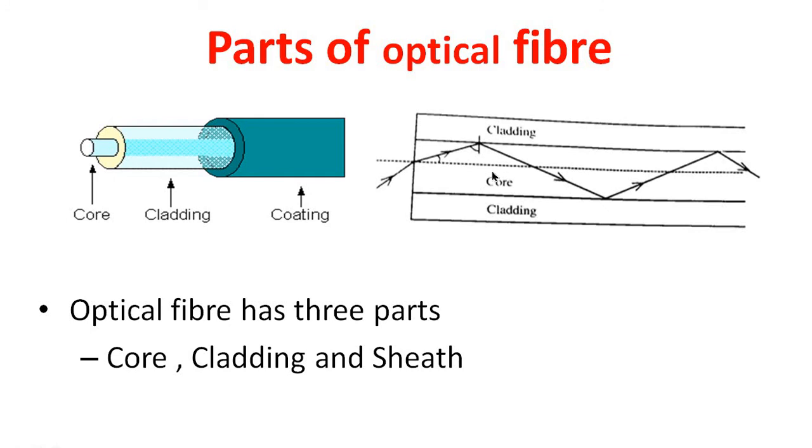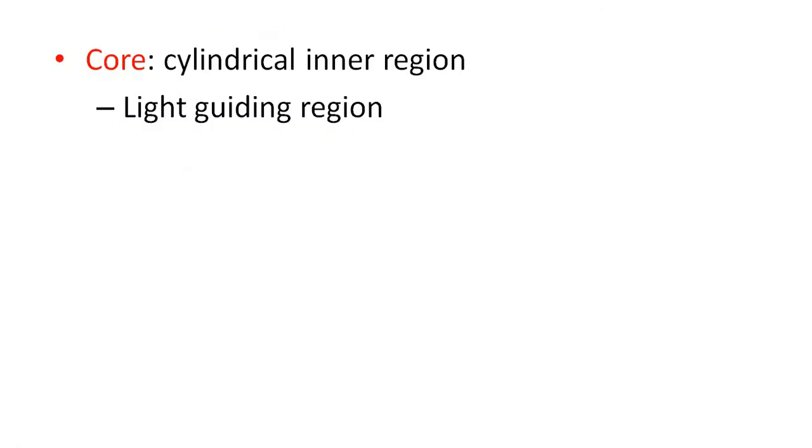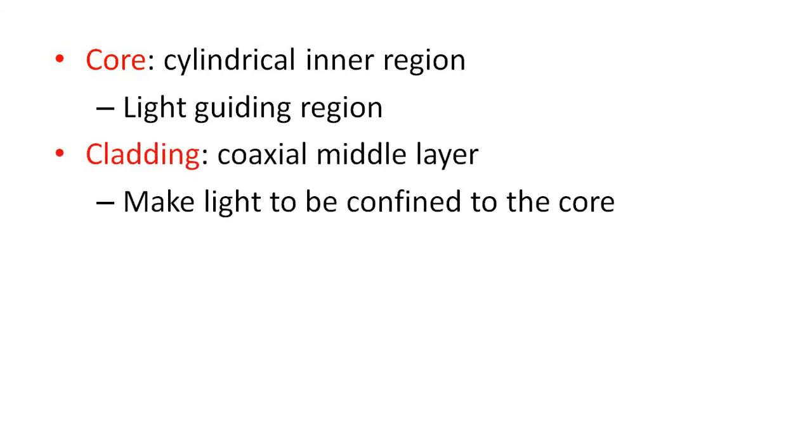So you can see a core. The phenomenon of total internal reflection occurs inside the core. Light is propagating through this core, and there is a cladding here. Core is the cylindrical inner region of the optical fiber. It is the light guiding region. Cladding is the coaxial middle layer. It makes light be confined to the core.